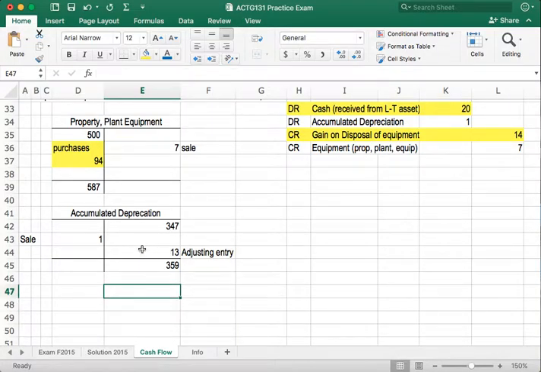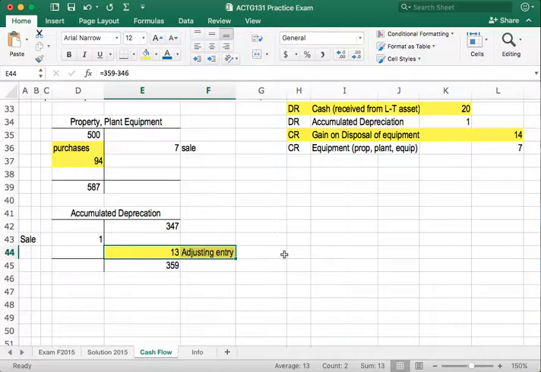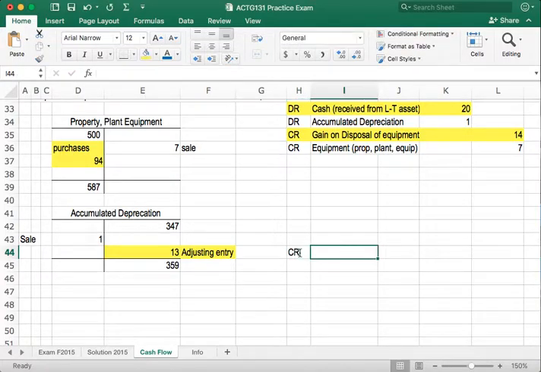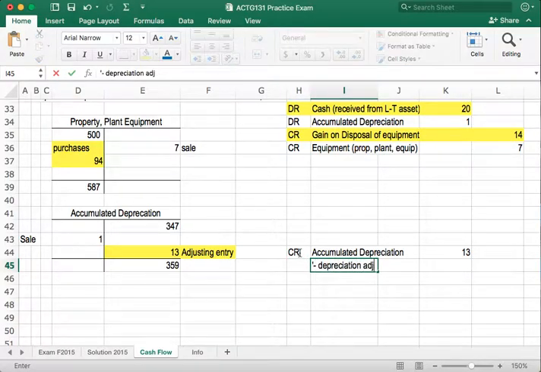So this gives me another piece of information, but it's not as clear, only because this is accumulated depreciation and it's also a credit. So let me write in what we have just determined. So we know that there is a credit of $13,000 for accumulated depreciation. Remember, this is our depreciation adjusting entry.